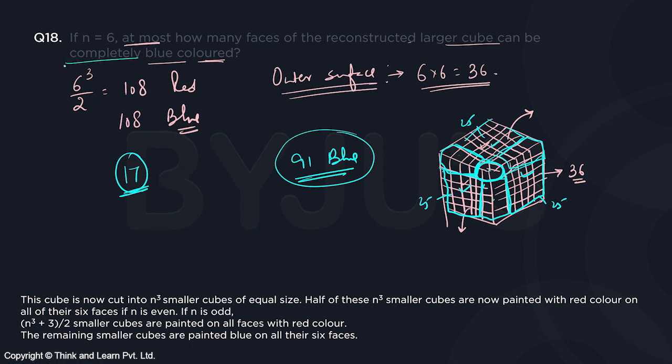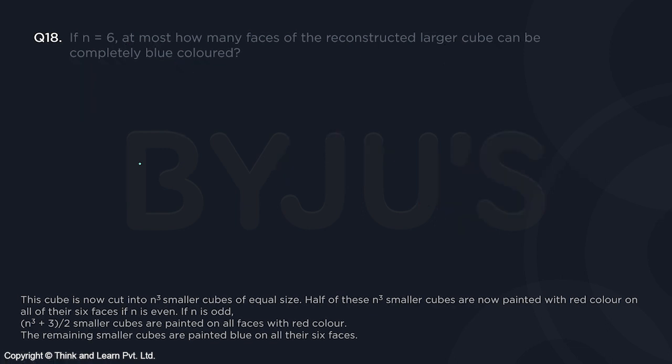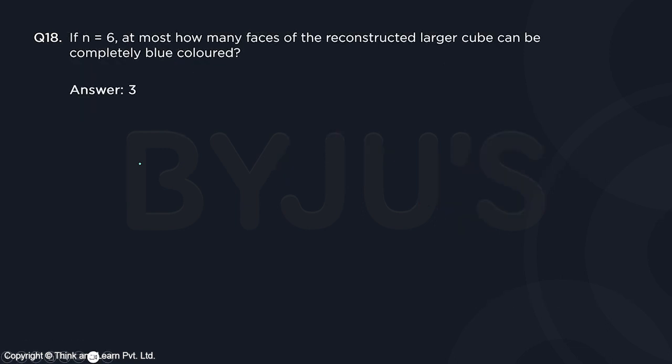Question is asking for how many cubes can be completely blue colored. So I see I have been able to make just three faces as completely blue colored. For the fourth one, I would be needing more than that. I would be needing at least 20 more than that. So therefore, with 17, I would not be able to do it. So my answer for question number 18 is 3, that using these 108 blue colored cubes, I can show maximum 3 cubes as blue.